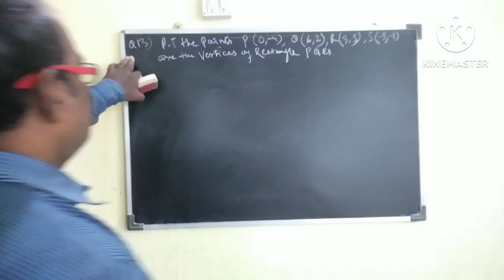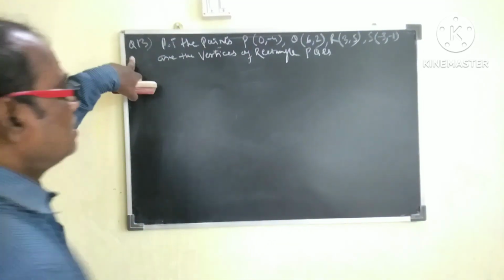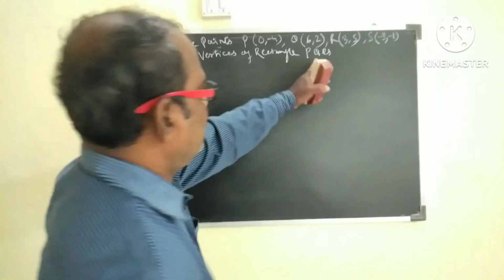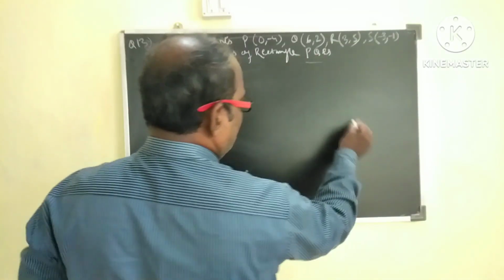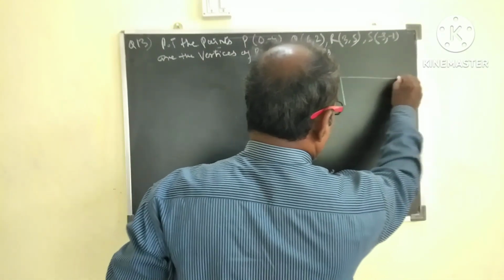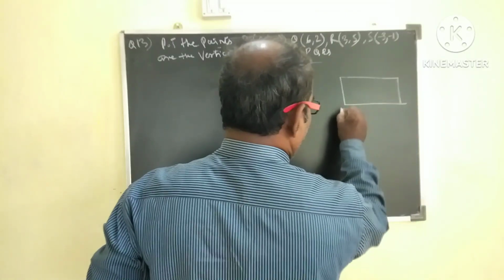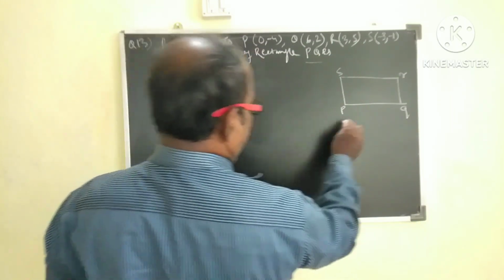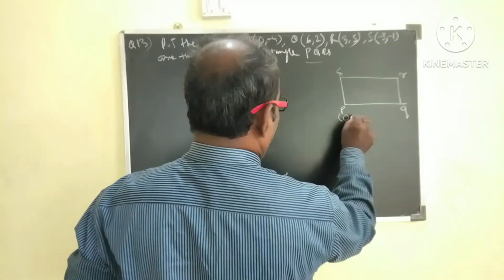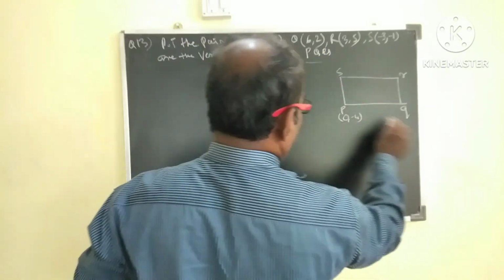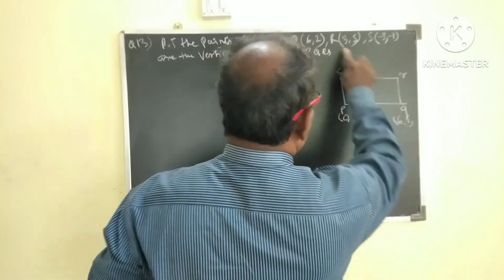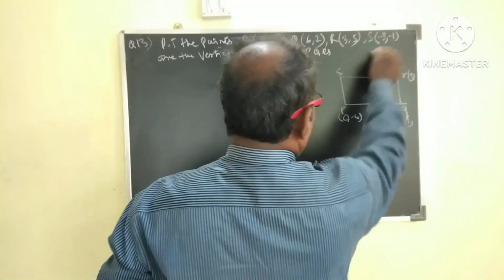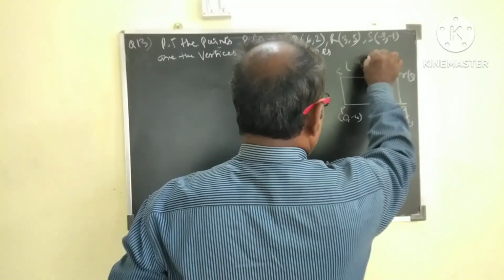Another question is from question number 13 of the same book. The points P, Q, R, S are the vertices of a rectangle. We have to prove that. So let us draw here P, Q, R, S like this. The point P is, write down here, 0 comma minus 4, Q is 6 comma 2, R is 3 comma 5, and S is minus 3 comma minus 1.